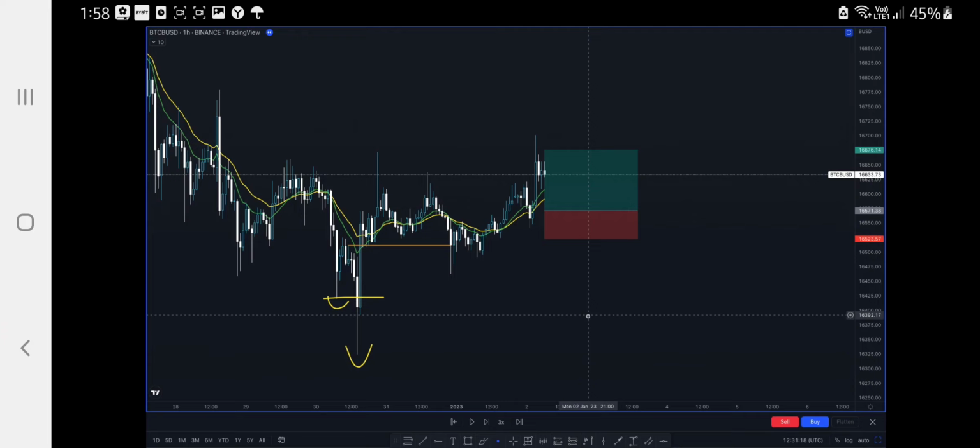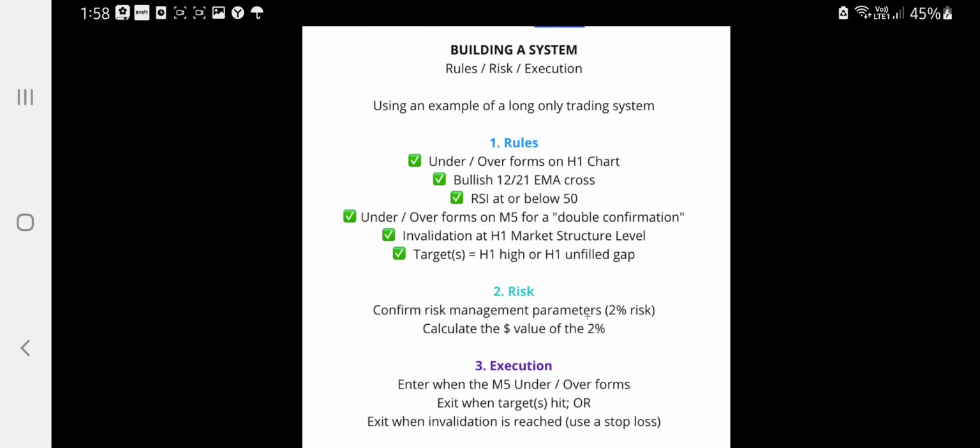But hopefully that gives you a good idea about rules, risk, execution. Focus on that, okay? Rules, risk, execution. And execution means triggers. What actually triggers your entry, what triggers your stop loss, what triggers your take profit.